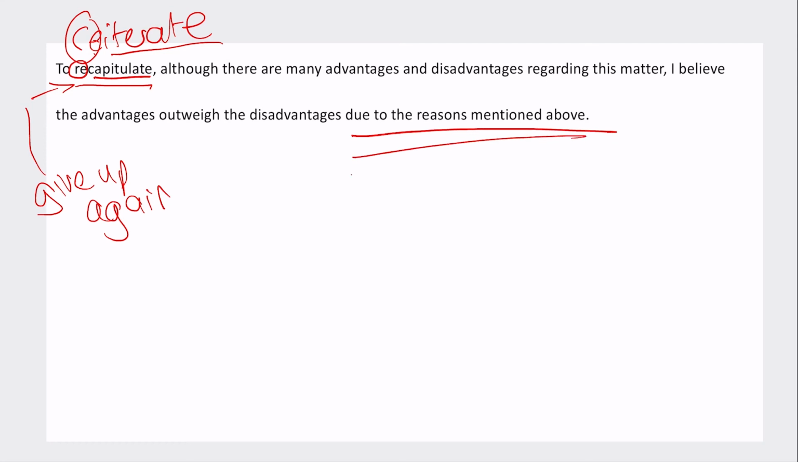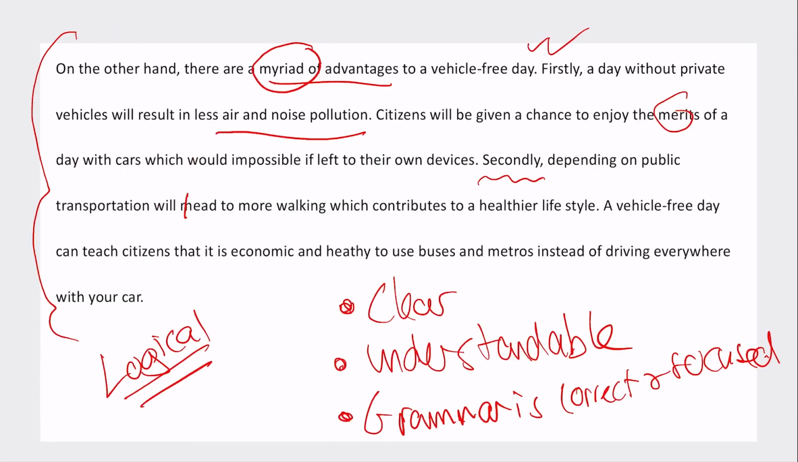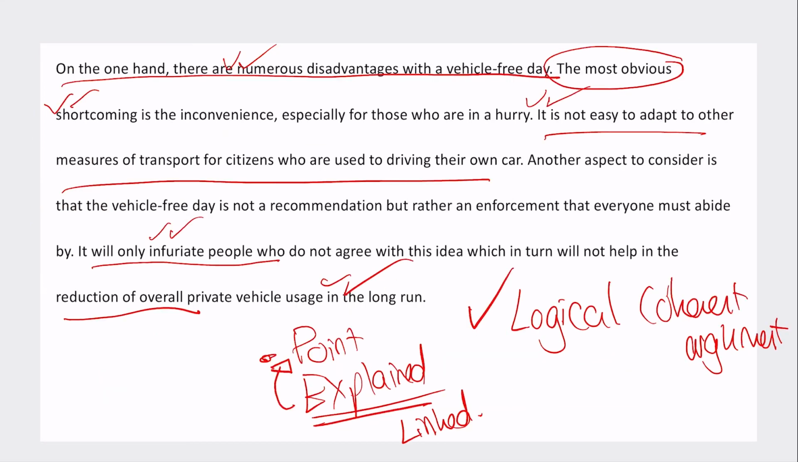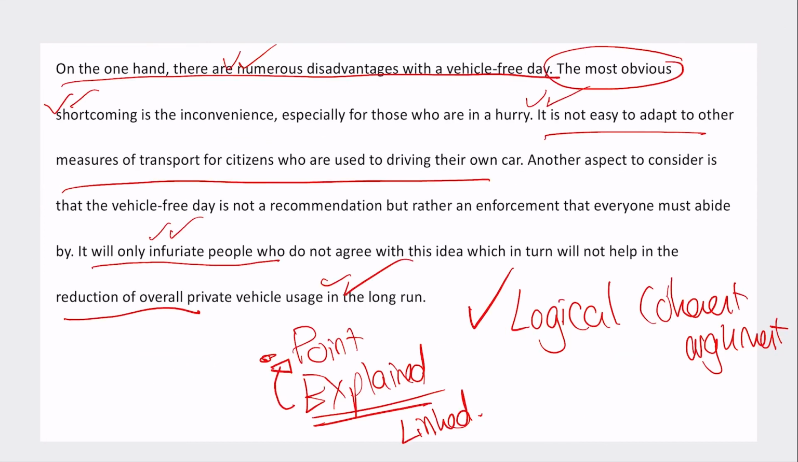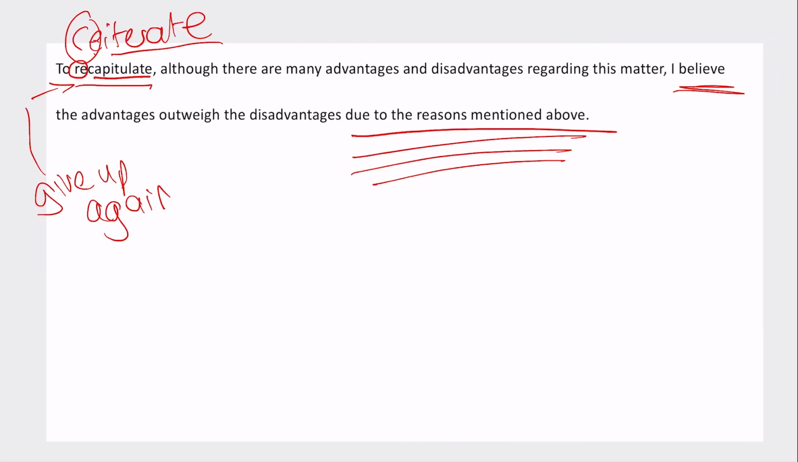My only issue here is, you've not told me why the advantages outweigh the disadvantages. You've not explained why this paragraph is more significant than the previous paragraph. Okay, so you've told me your opinion, but you've not explained why. So this is going to mark them down for task achievement, because you've not actually explained why you believe what you believe.